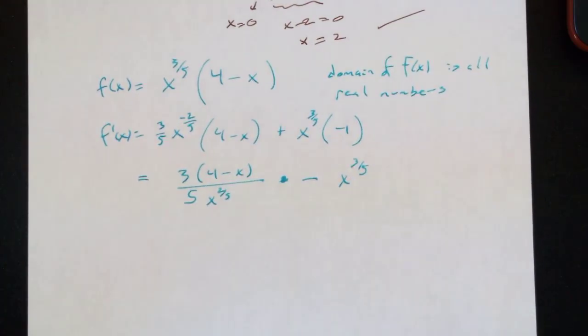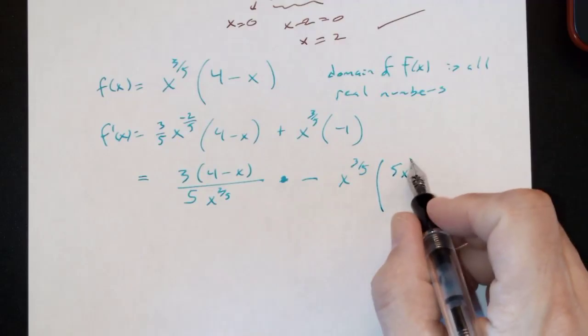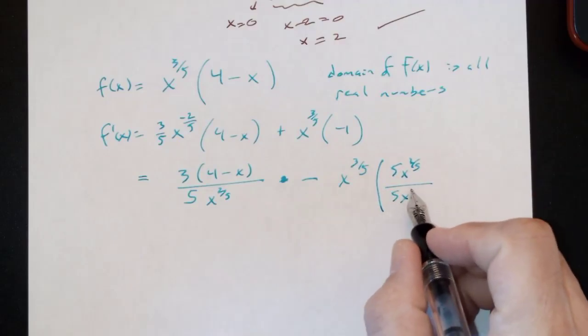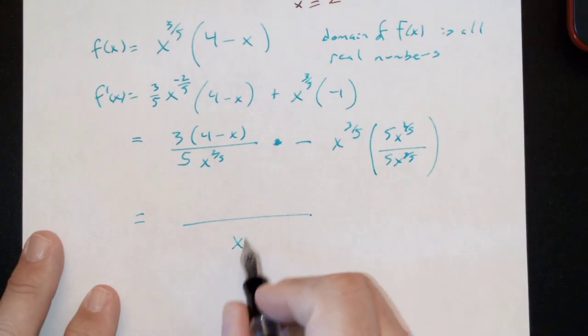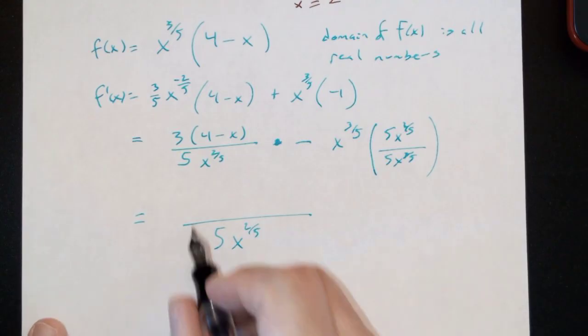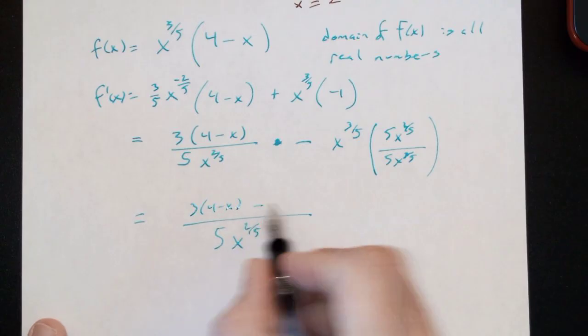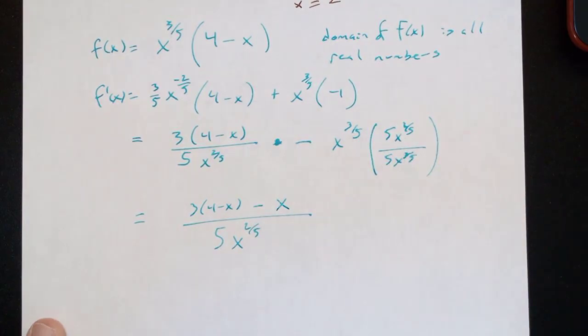I'm subtracting. I need a common denominator. What do I do to this to make it a common denominator? The 1 I'm going to multiply by is 5x to the 2 fifths over 5x to the 2 fifths. That way the denominator will be the same. This will be stuff over 5x to the 2 fifths. Three fifths, 2 fifths, multiply with the same base, you add the powers. That's x to the 1.